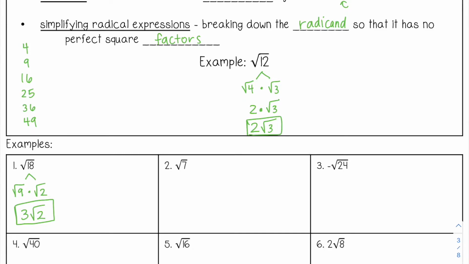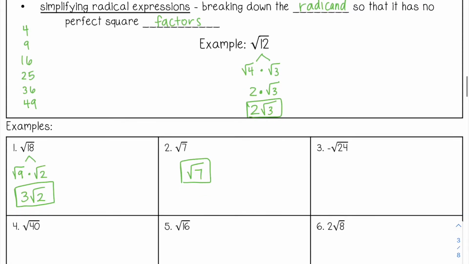All right, let's look at the square root of 7. So I'm going to look at my list and see if any of these numbers will divide evenly into 7. And none of these numbers will divide, which means the square root of 7 is already in simplest form. I can't simplify it any further. So not all radical expressions can be simplified further. Sometimes they are already simplified as far as they will go.